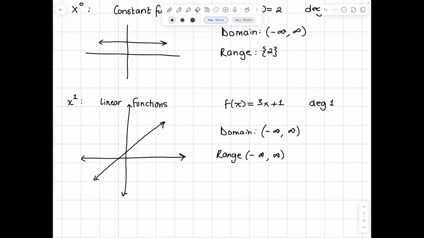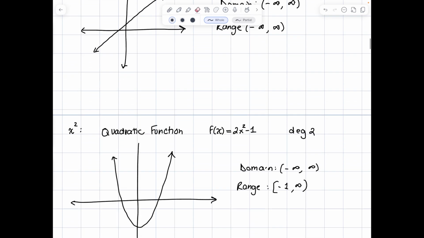Then we studied linear functions, which were x to the first power, so degree 1. And so say we have 3x plus 1, right? We'll have some type of a line that looks maybe something like that. And our domain for linear equations was all real numbers, so negative infinity to positive infinity. The range was also negative infinity to positive infinity. So keep that in mind as well.